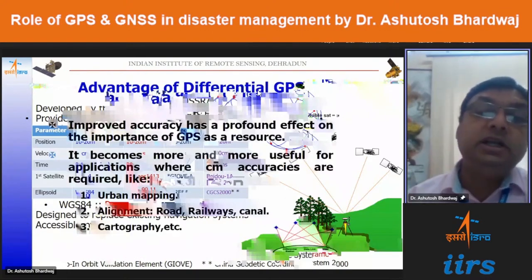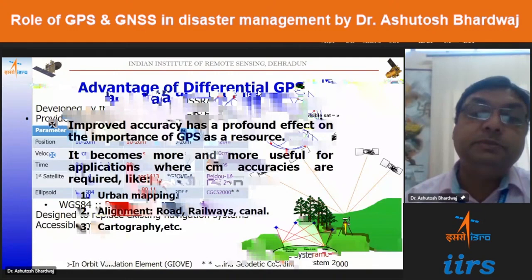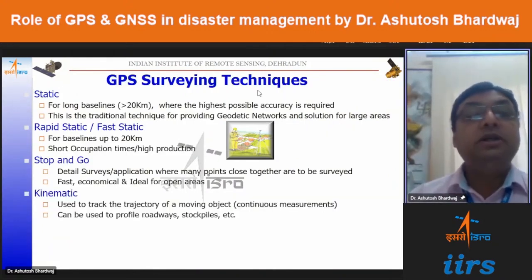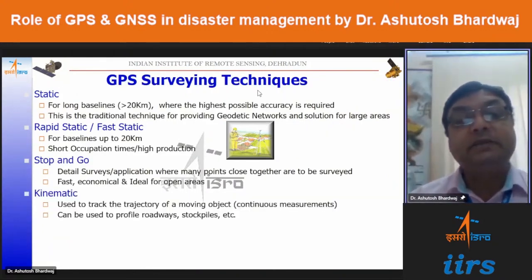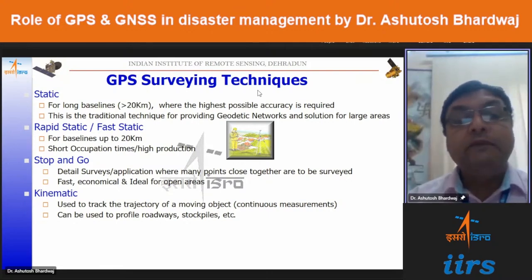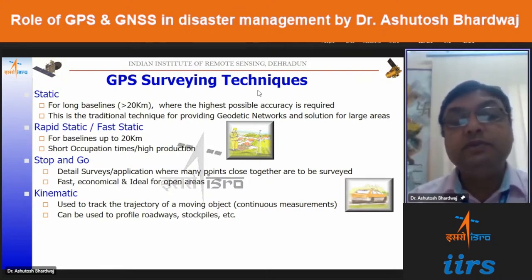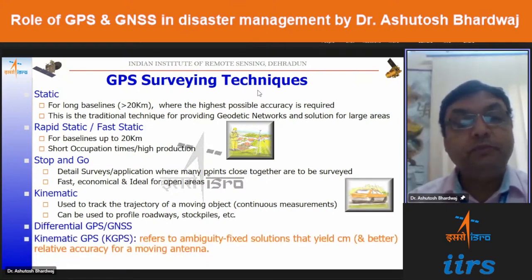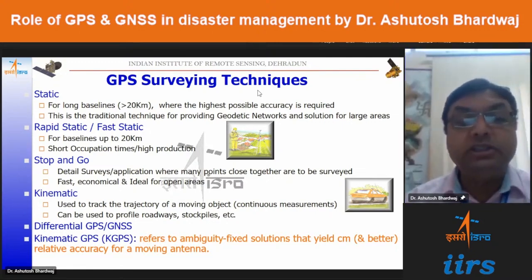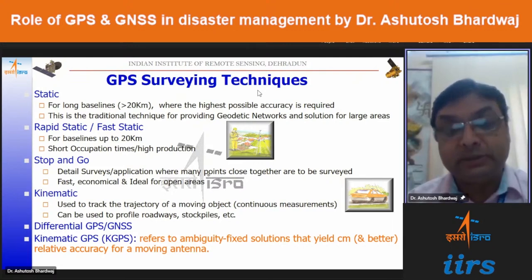So the advantage with the differential GPS is that we use the static survey and rapid static surveys for the DGPS, whereas for utility mapping, we use stop and go survey. And for the mapping of the trajectory, we use kinematic surveys. Then for the UAVs and the aircrafts, while the data acquisition is done through the various sensors, we use the kinematic GPS.